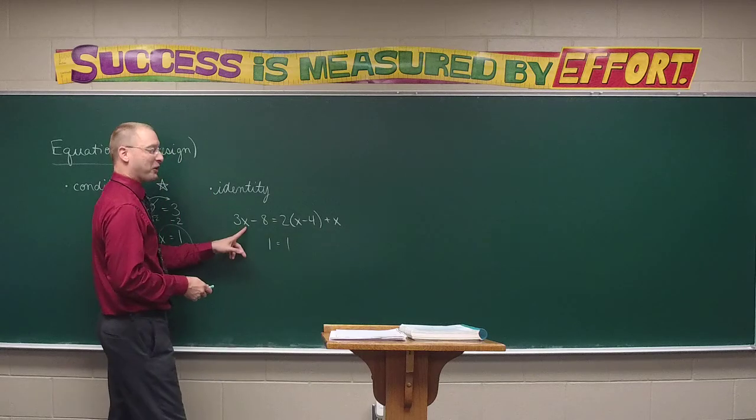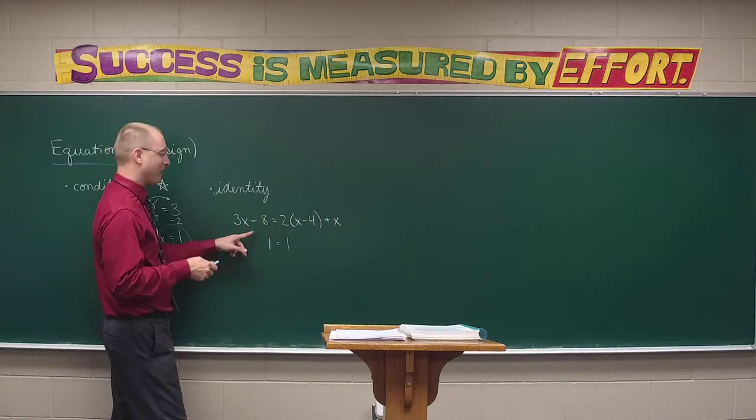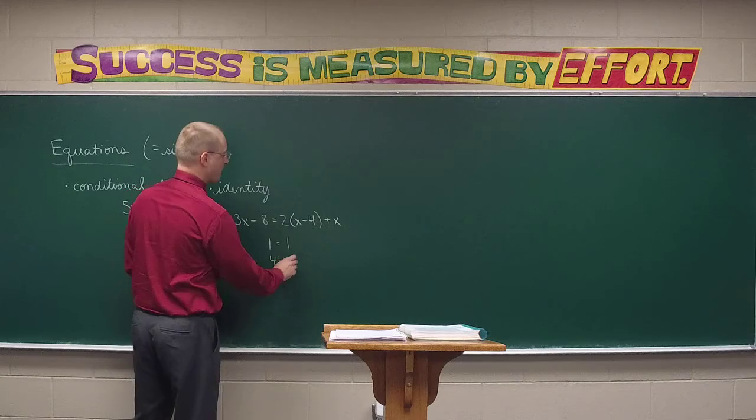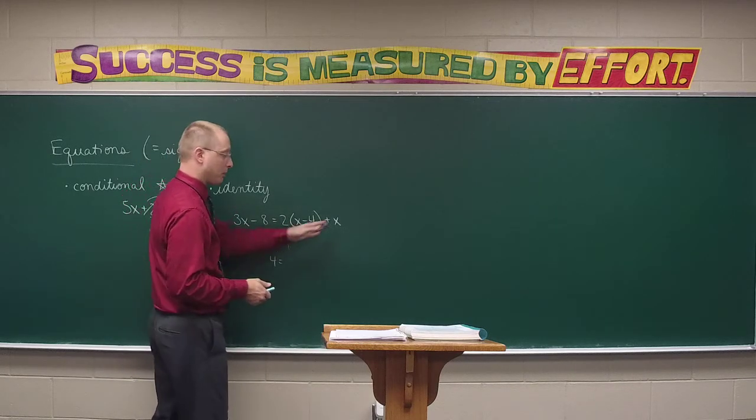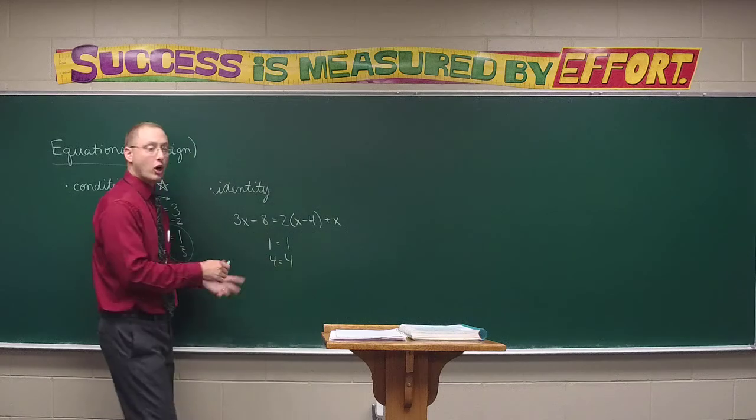4. All right, 3 times 4, class. 12 minus 8 is 4. All right, what's 4 minus 4? 0. 2 times 0, of course, 0 plus 4? 4. There are no wrong answers.